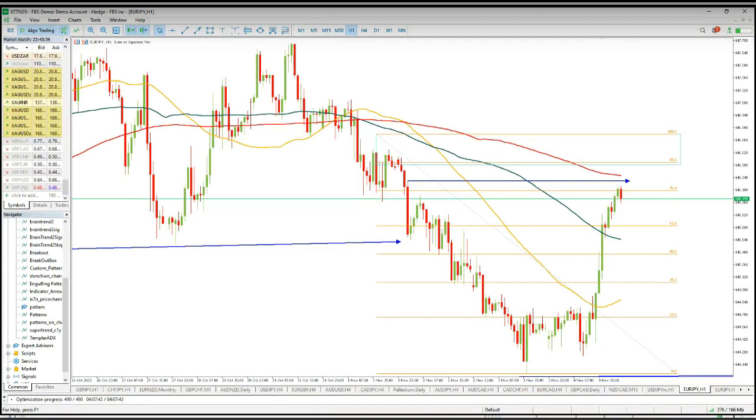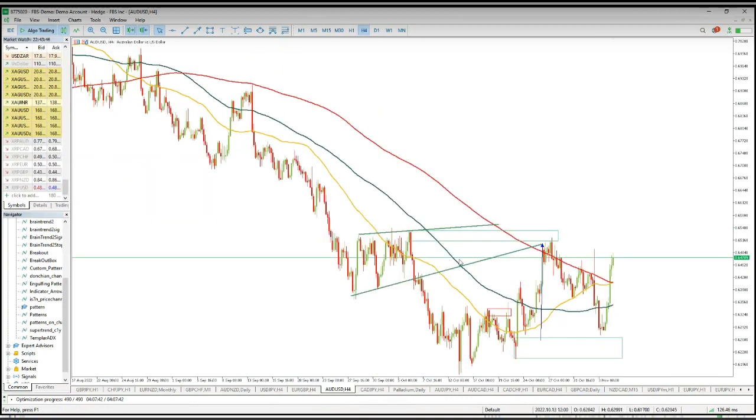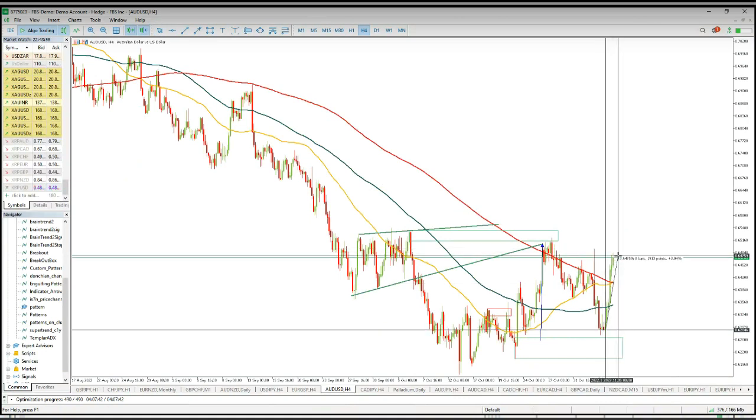So the next one we're going to be talking about is AUDUSD. Let's look at AUDUSD quickly. Like I said, my analysis on Friday was quite top-notch. This move was actually a product of the analysis on Friday, about a 200 pips move.